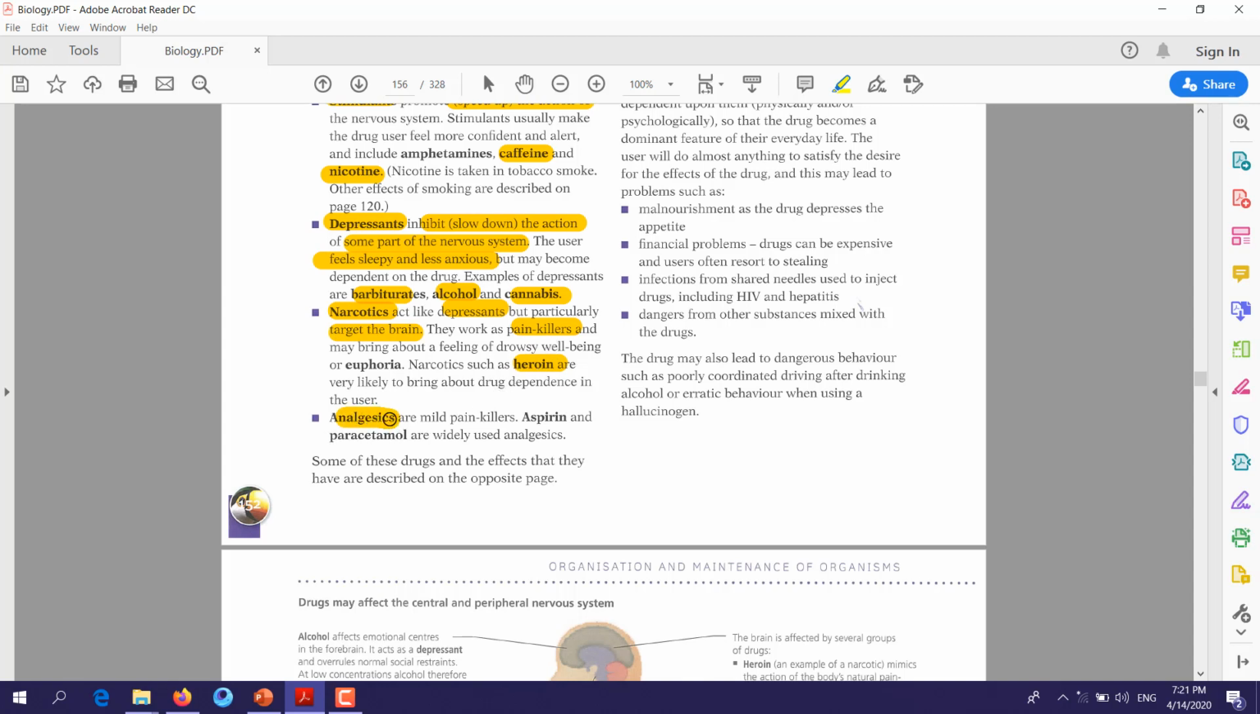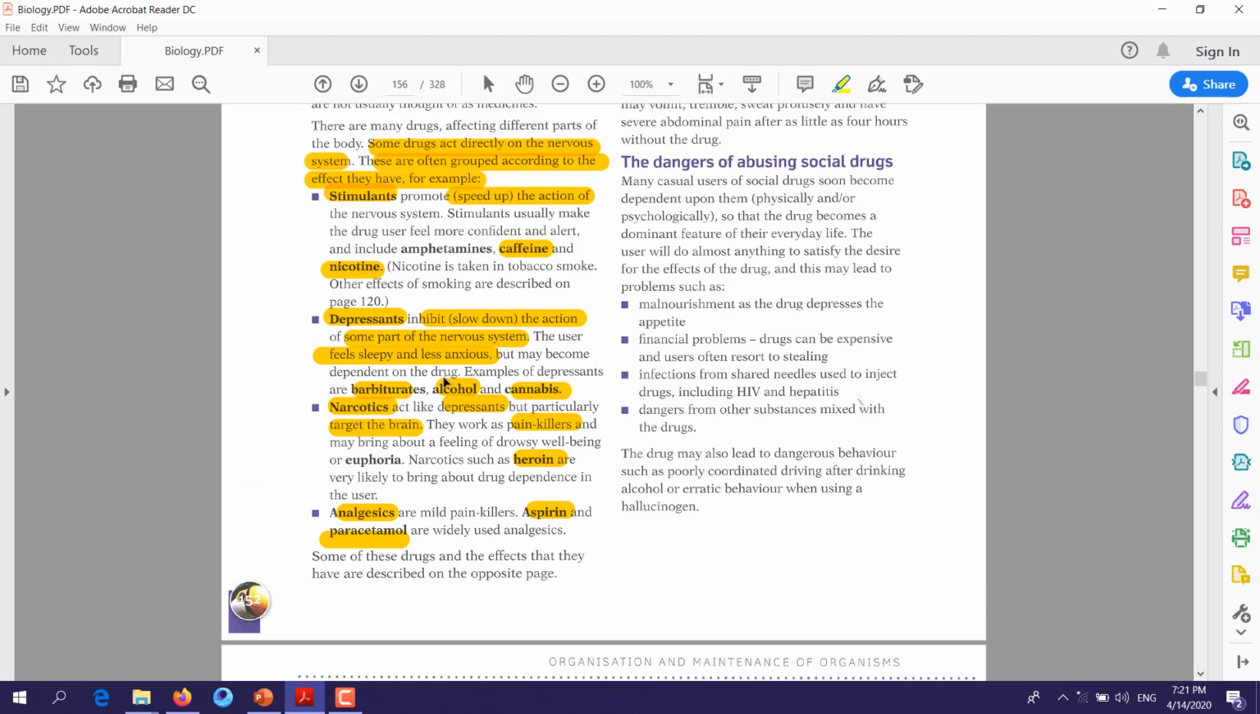Then the last type, analgesics, are mild painkillers. Examples: aspirin and paracetamol are widely used analgesics. So again, drugs are classified into many groups depending on how they affect the body. The groups are 1, 2, 3, 4.